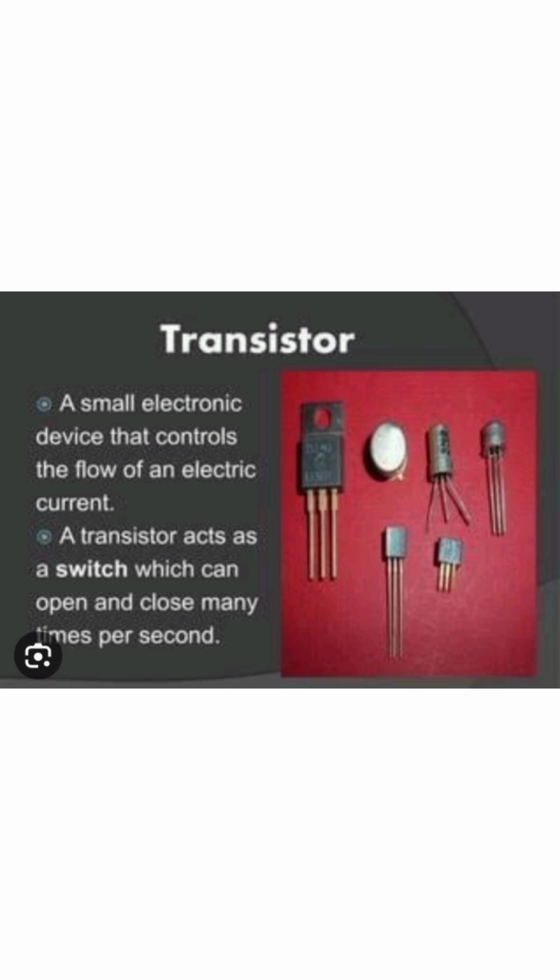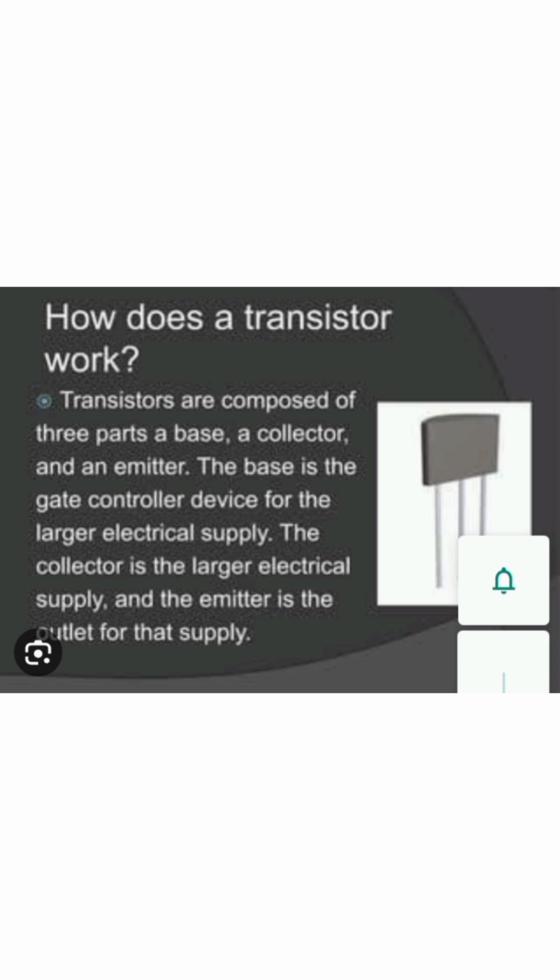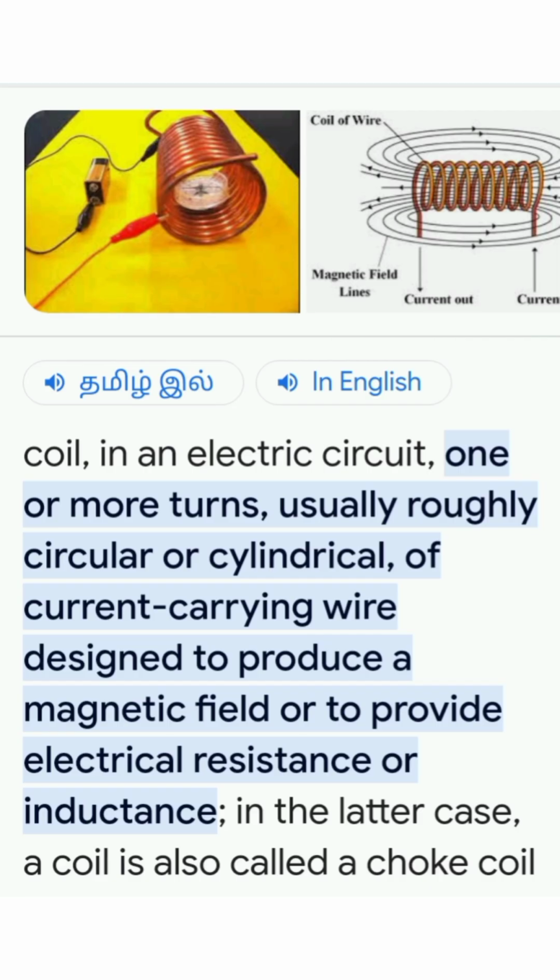And the transistor is an electronic device that controls the flow of current. It works as a switch and amplifies the flow of current according to our requirement. Transistors are used as switches, and they are made up of three parts: base, collector and emitter. And the next thing is the coil.